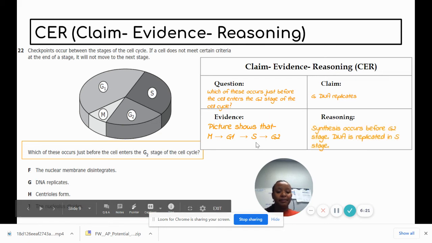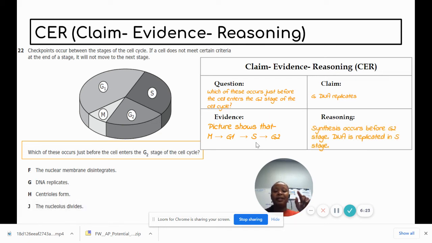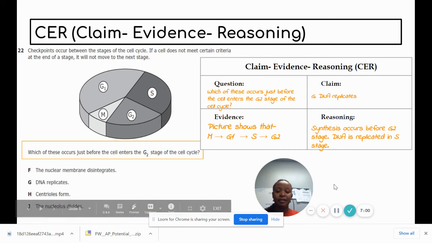So my reasoning is, I know that in the synthesis phase, DNA is replicated. So synthesis occurs before the G2 stage, and DNA is replicated in the S stage. I probably should have put here that DNA replication happens in the S stage, but it doesn't matter because my reasoning states it. So that's all it is. It's just, here's a problem, identify the question, what's your answer, why do you think that is your answer, and then put the rationale. Restate your reasoning, where it states your claim and it provides your evidence. It's easy peasy. That's all it is.